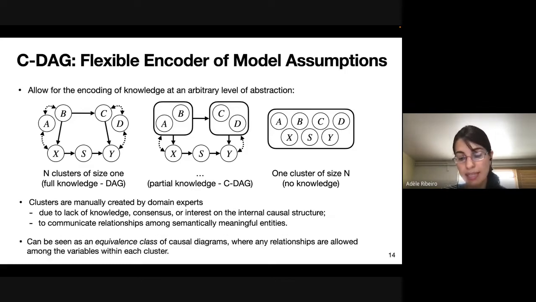Since many diagrams are compatible with this partial knowledge, we can see this cluster diagram as an equivalence class of many causal diagrams. And then every time that we are going to decide the effect of interventions, given this cluster representation of the system, we always have to consider that this has to be true for all the members of this equivalence class, for all the compatible causal diagrams for this knowledge.